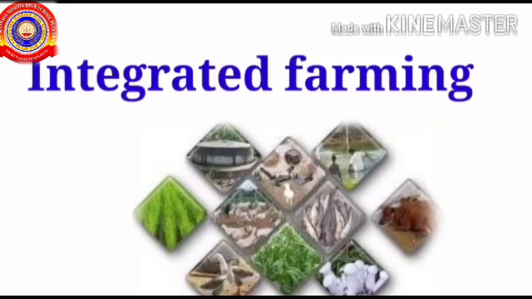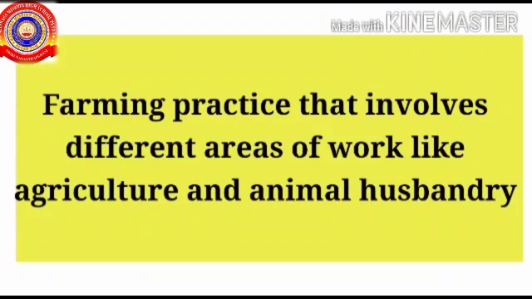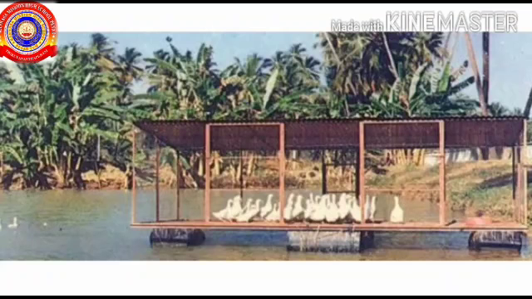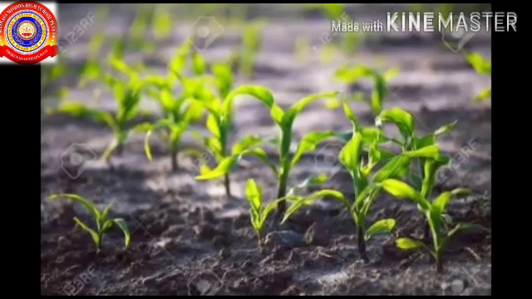And the last topic in our chapter is integrated farming. A farming practice that involves different areas of work like agriculture and animal husbandry is integrated farming. Placing a duck coop over a fish pond is an example of integrated farming. Agriculture and cattle rearing are integrated farming methods that exist traditionally.